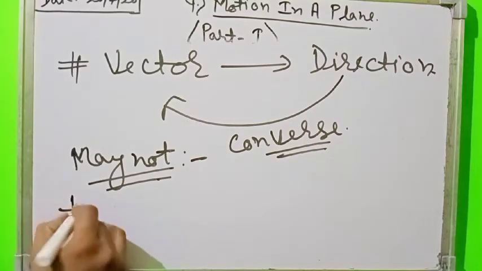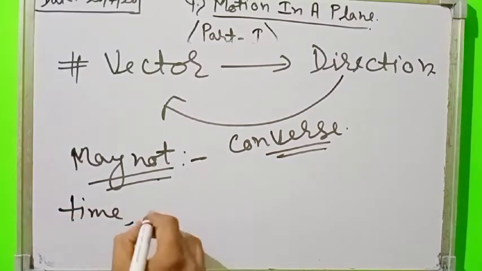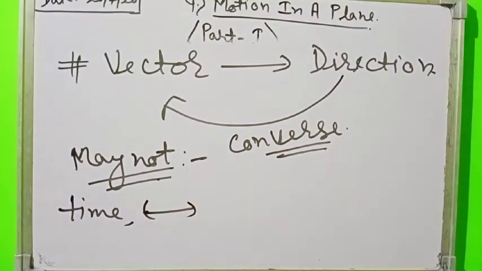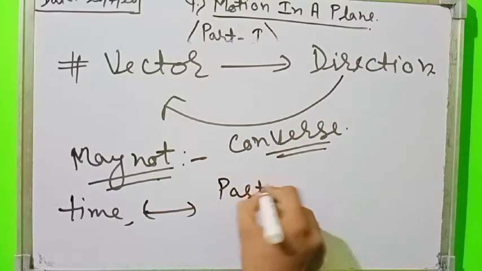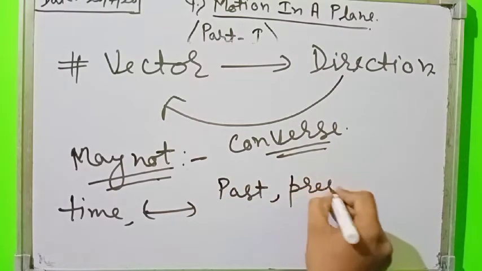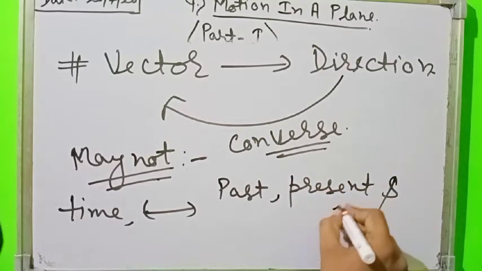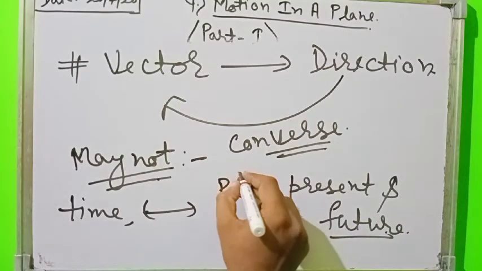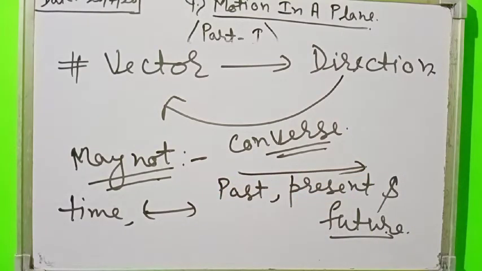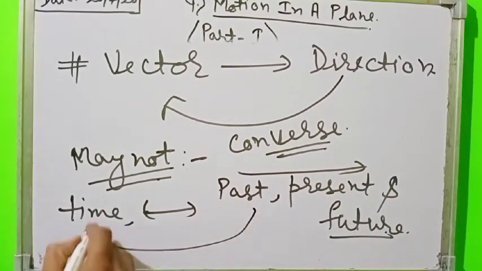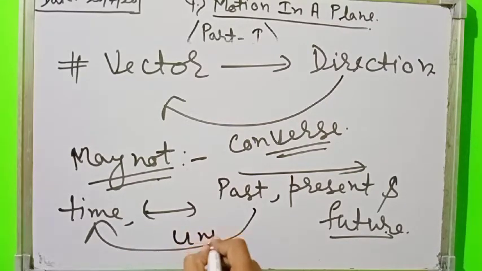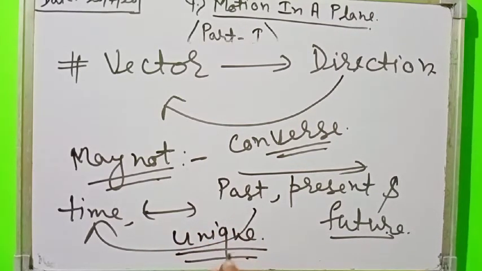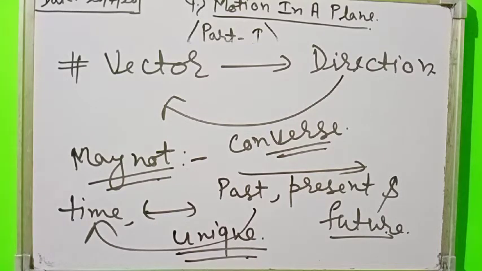Because first is time. What do you say about time? The flow of time is from past, present, and then future. It has a specified direction, but it can't be treated as a vector because it is not unique. For someone, the past may be present, present may be past, it can't be decided.